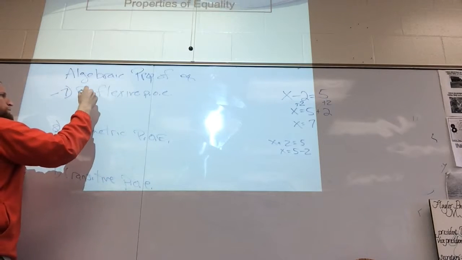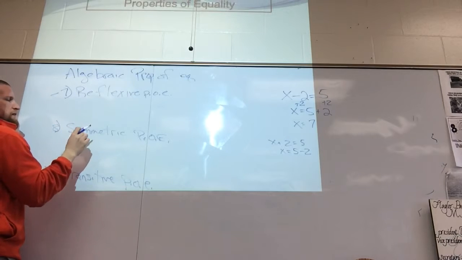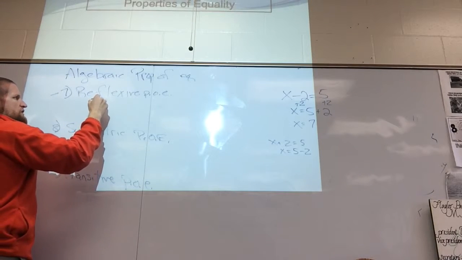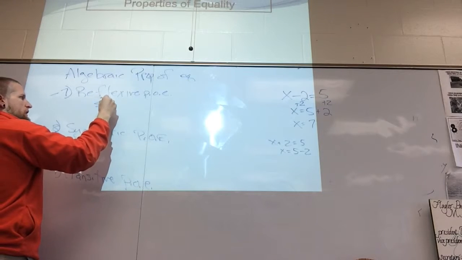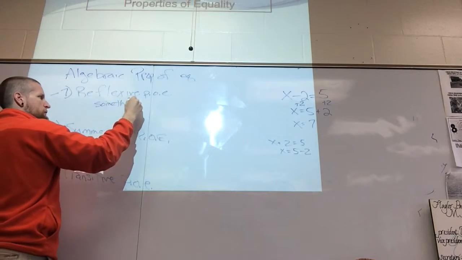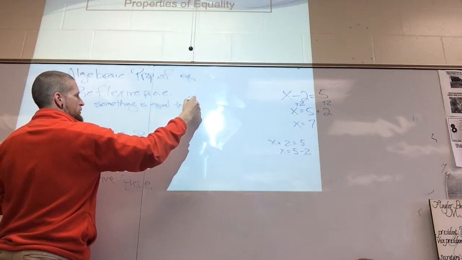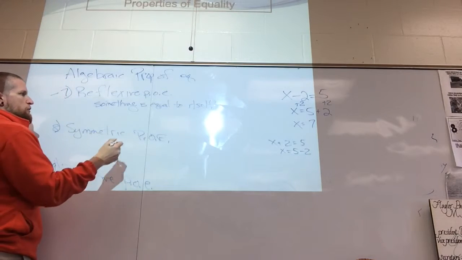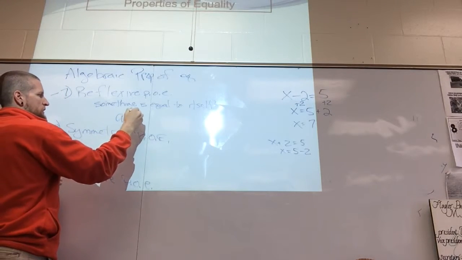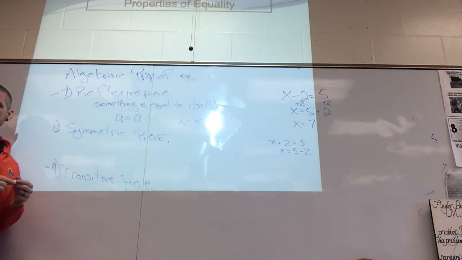Reflexive property, at its base, if I wrote it out in words, it just says something like, and I'll keep this horribly general, something is equal to itself. So if I've got two angles, or I've got one angle, I can say it's equal to itself. So this is like saying A equals A, or X equals X, or B equals B, or something like that.